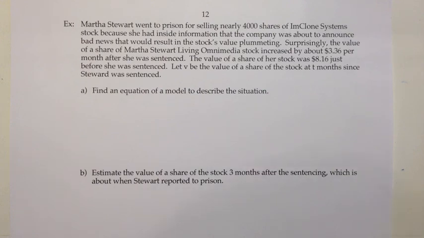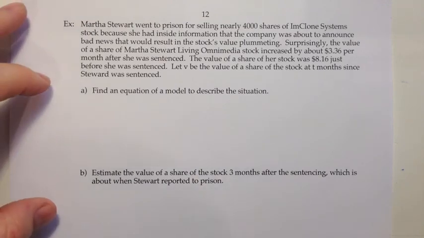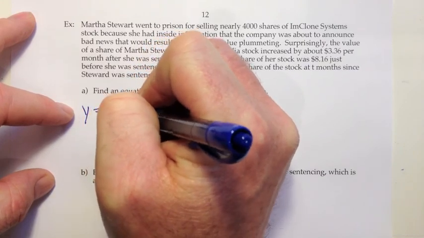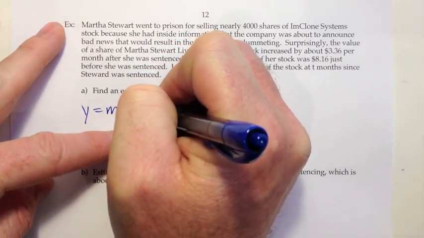Let V be the value of a share of the stock at T months since Stewart was sentenced. And they want us to find an equation of a model that describes the situation. So at this point, really the only type of model we know how to do is linear. So I'm definitely hoping it's going to be a linear type model. And I want to think about doing things in a y equals mx plus b sort of format then.